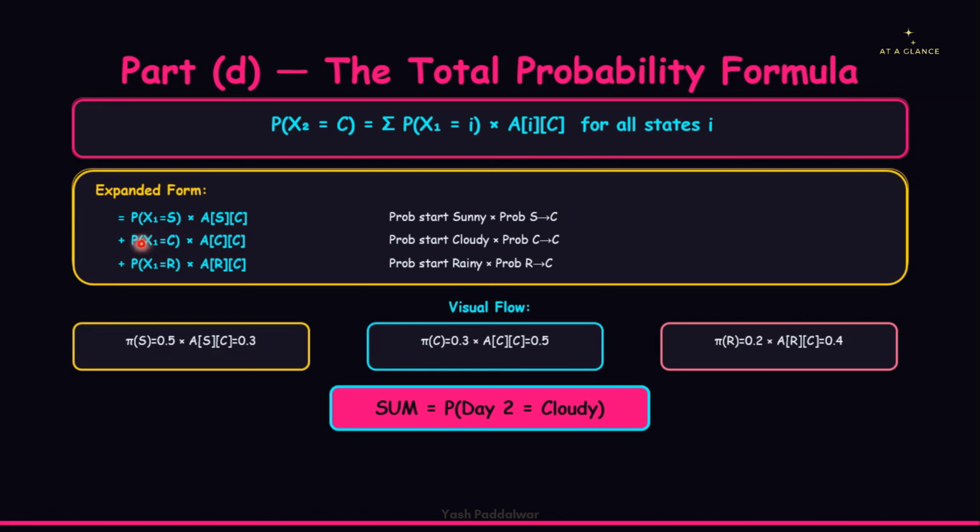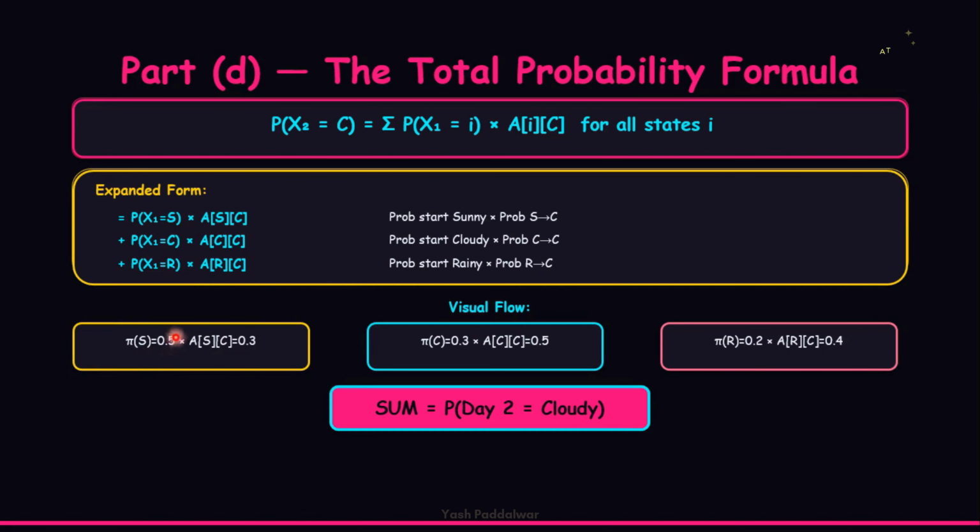Next, plus probability of x1 being cloudy. Here your first day is cloudy, and you are moving from cloudy to cloudy again, because your second state is fixed. It has to be cloudy. This is your second path, and this is your third path, where your first day is rainy, so it becomes probability of x1 equals r multiplied by the transition probability from r to c. So the visual flow would be like this.